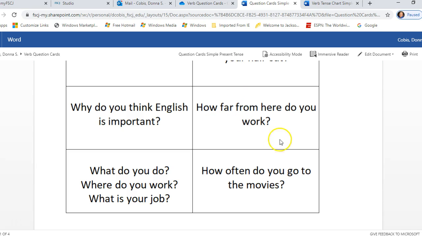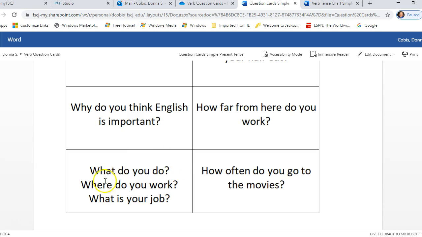How far from here do you work? So this question, how far, is in reference to distance. You could answer with either miles or minutes if you prefer, and it doesn't have to be exact. You can use an approximate amount or something that is close to the amount of time or distance.